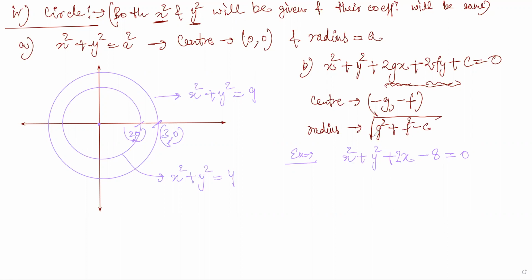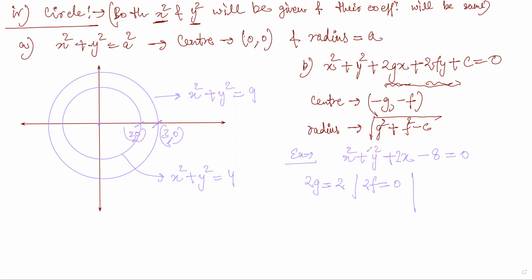Now, how to identify what is, you need to identify g, f, and c. To find out g, you can compare this x wala term 2gx with 2x. So the coefficient of x is 2g here, while the coefficient of x is 2 here. So 2g is equals to 2. Then 2f is equals to, can you guys tell me the value of 2f in this case? 0. 0, correct. Because there is no term containing y.